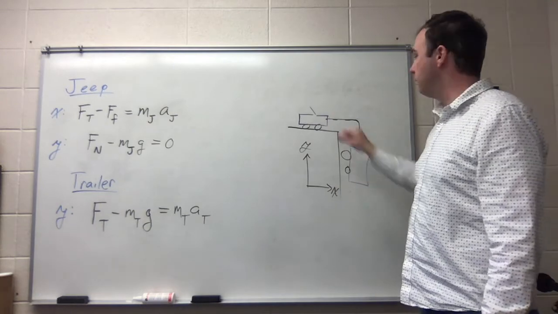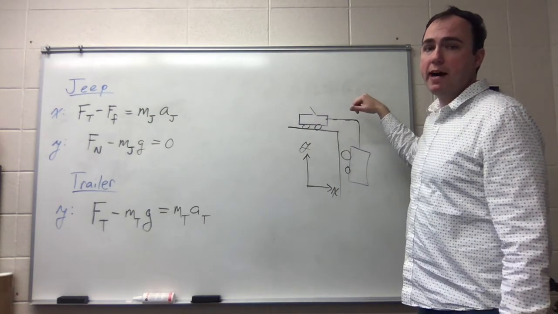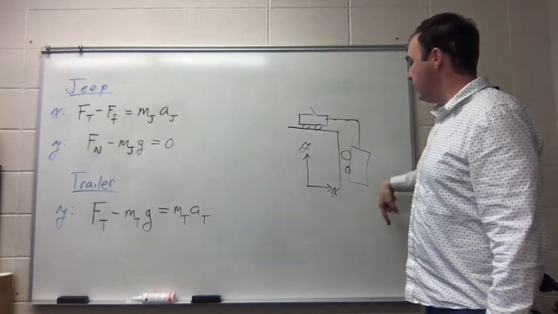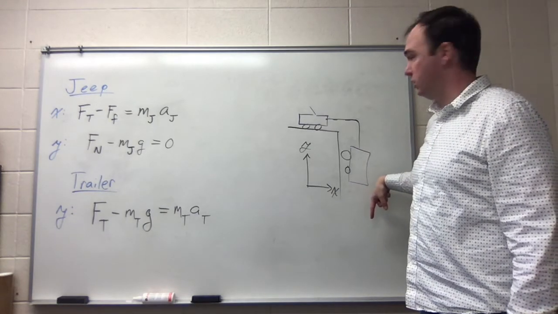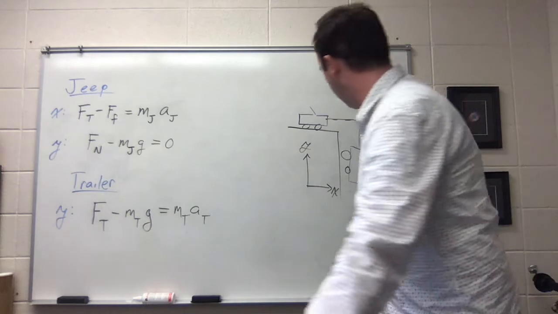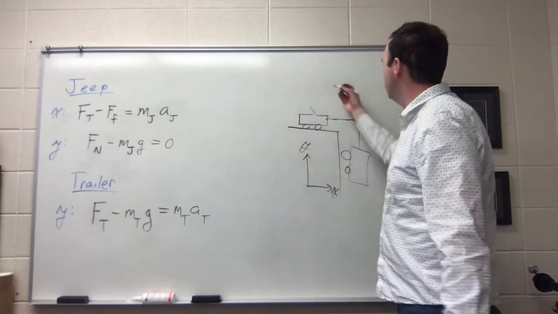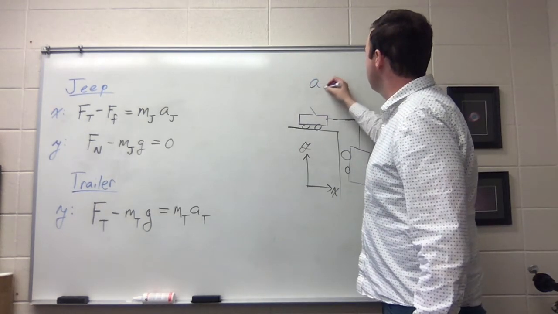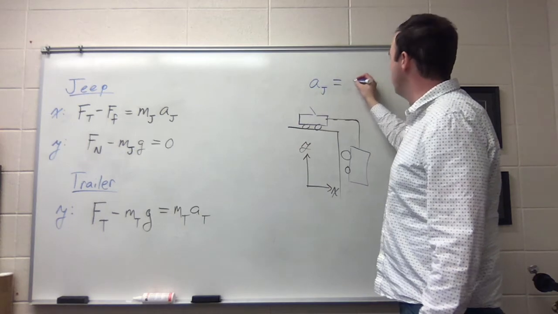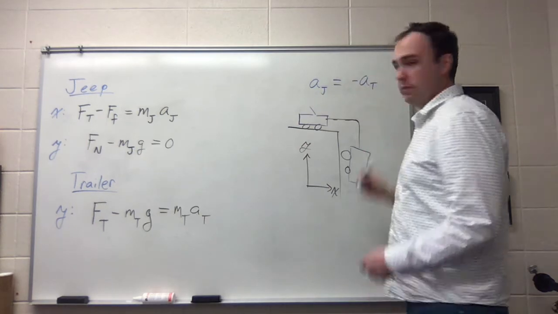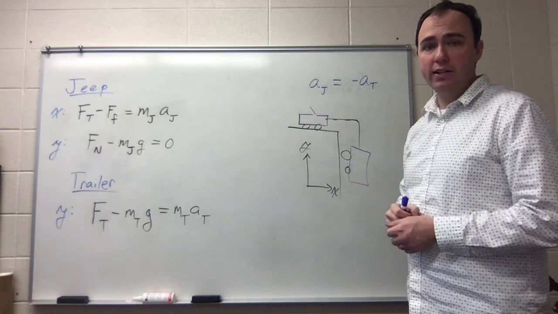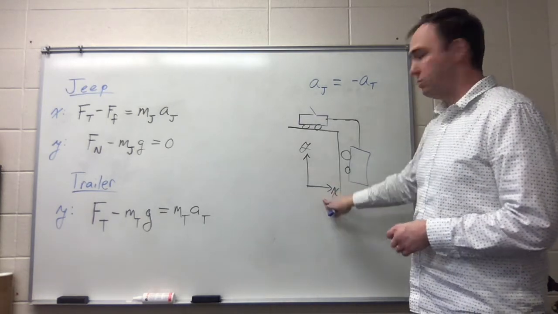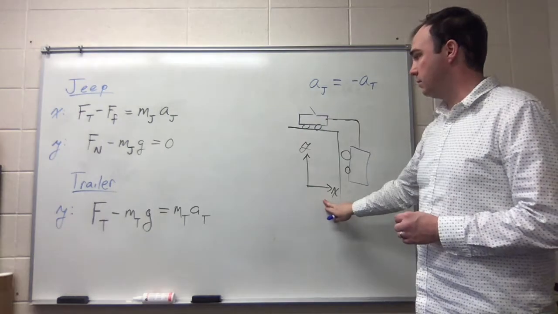so when the Jeep moves a little bit, the trailer is going to move by the same amount, but the Jeep's moving in the positive X direction while the trailer moves in the negative Y direction. So that means that whatever acceleration the Jeep has is going to be equal to negative the acceleration of the trailer, right? They'll have the same magnitude but opposite sign, and that's because of our choice of coordinate system.